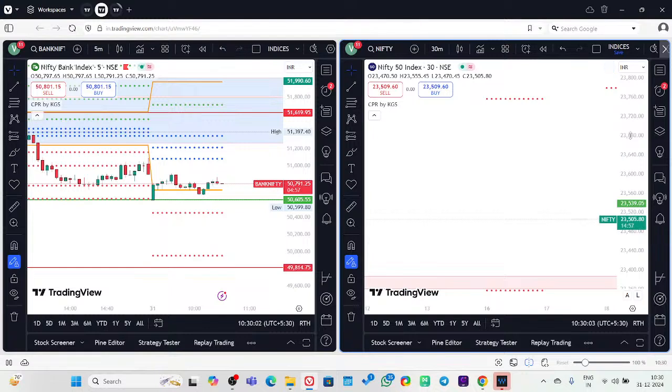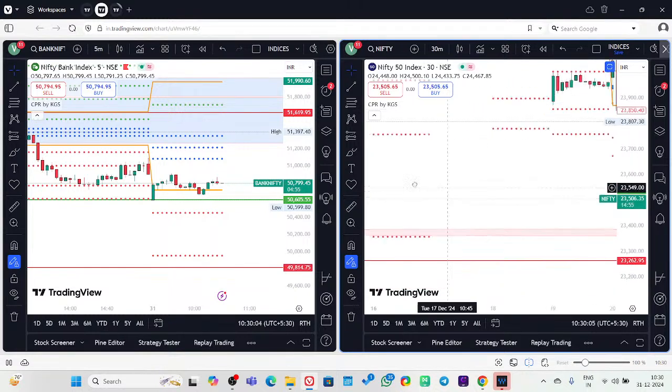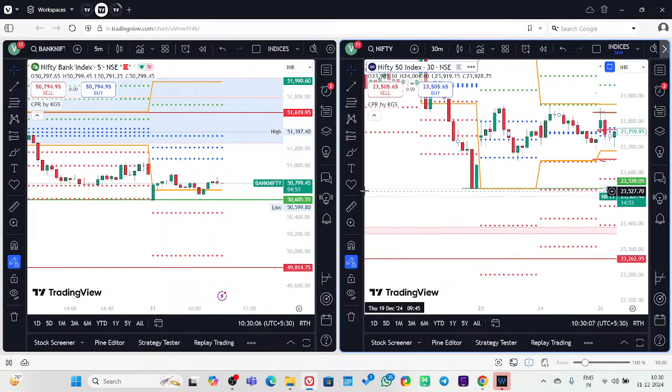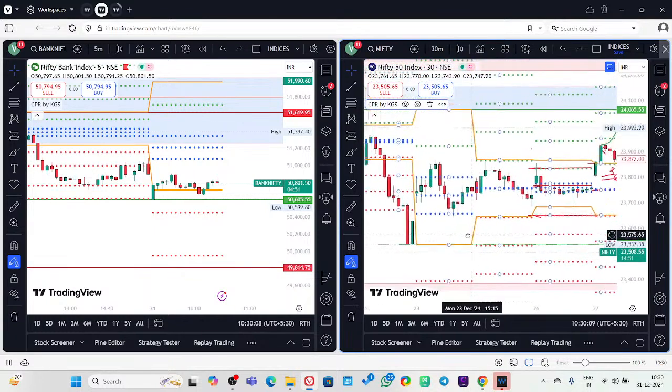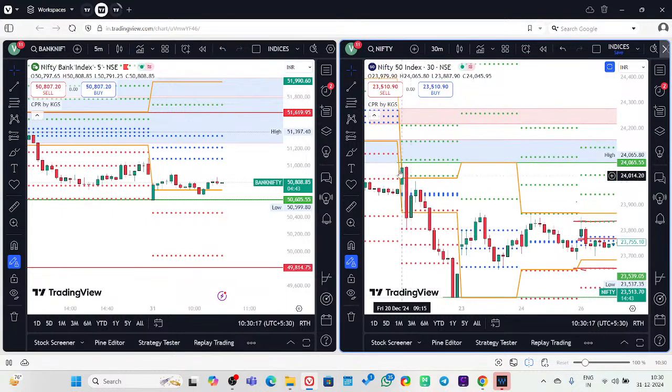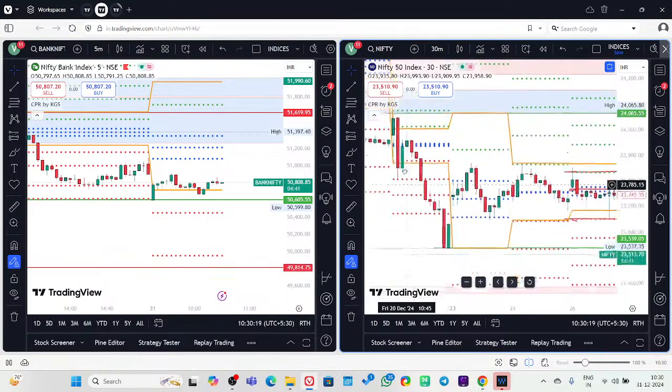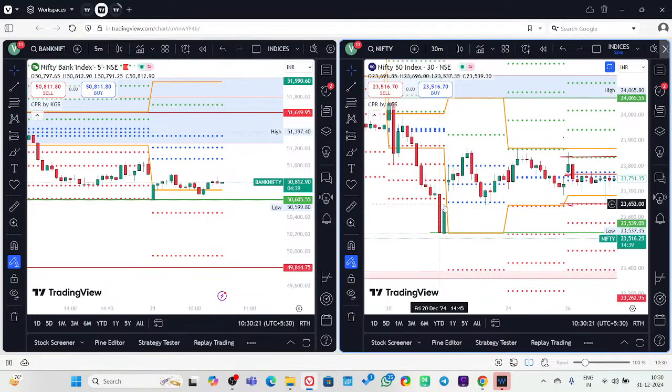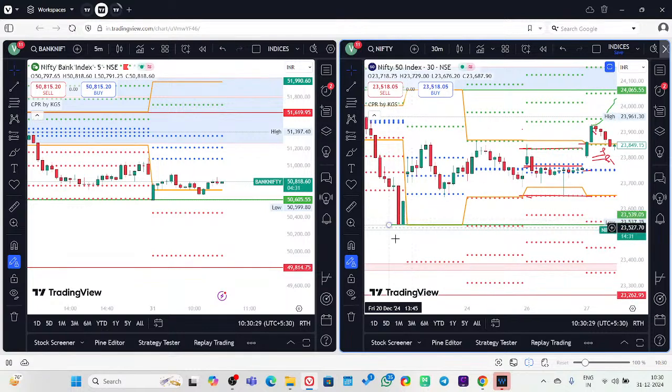Whatever you do in trading, you should have some reason for that. This is the minor demand zone here. Why? Because the price fell from here till here and suddenly took support at this area. Next day some gap up happened and some movement happened. So this is the minor demand zone we have marked.